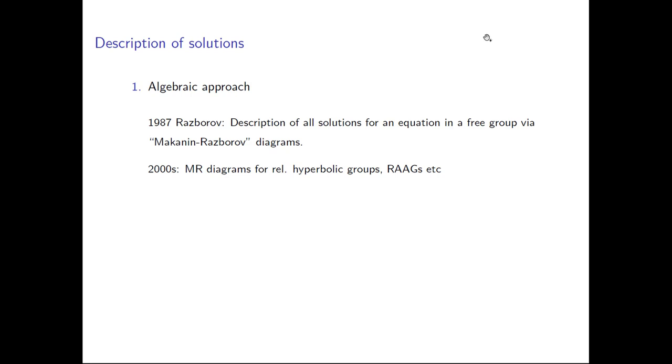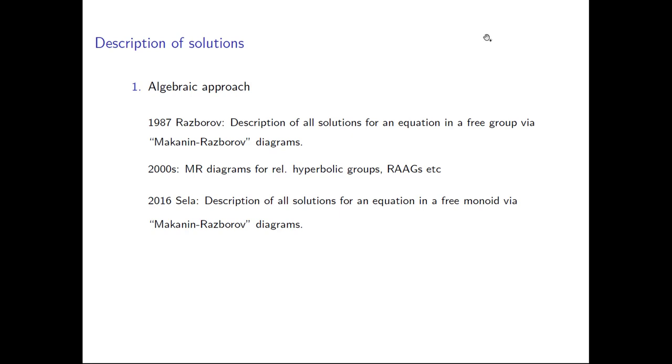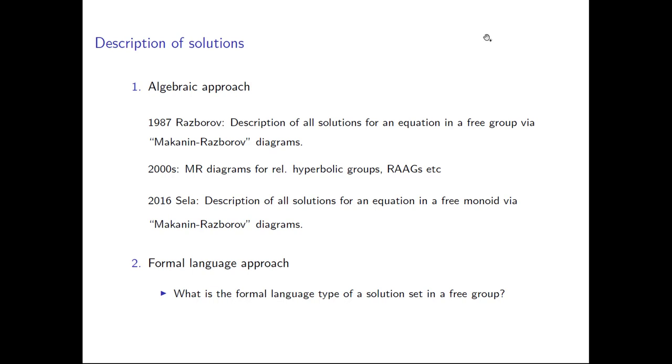Then there's been a lot of work by many authors, which I'm not listing here, for some of the other groups where we know decidability. And as was mentioned on Monday, there are now Makanin-Razborov diagrams for semigroups as well. For other classes of groups, there are some attempts to create such diagrams. Now, my interest has been more to think of the solutions differently.